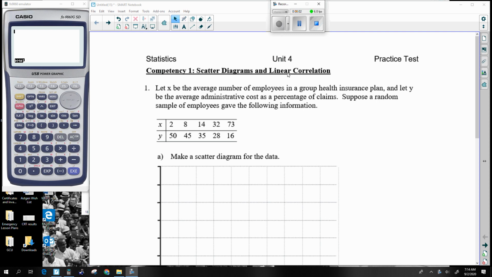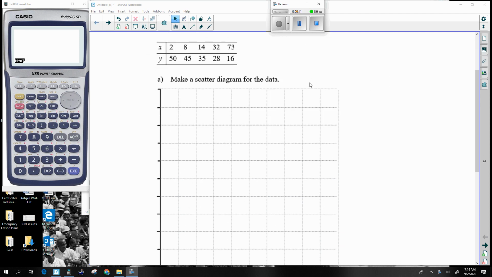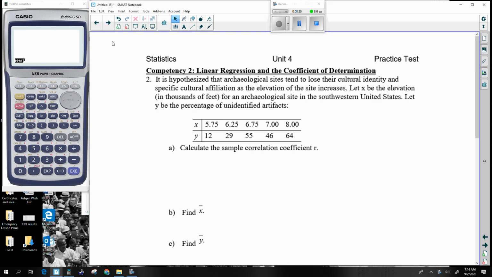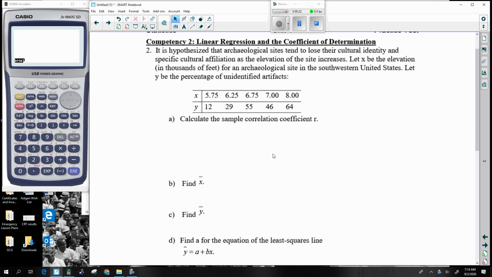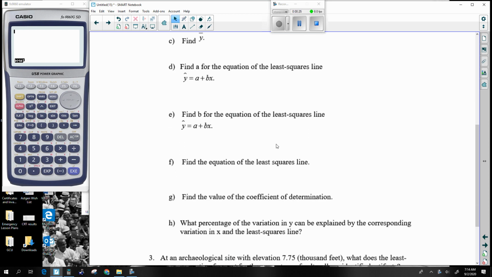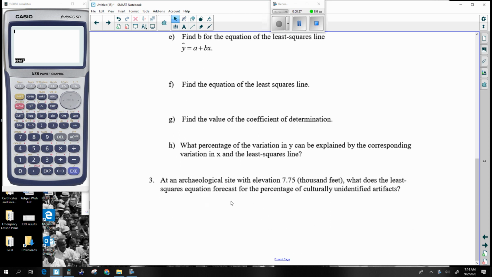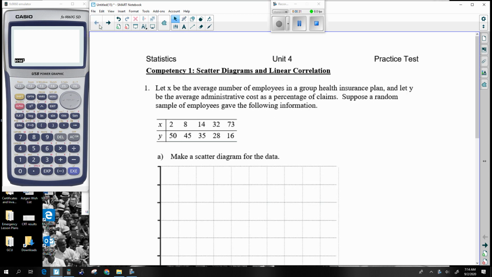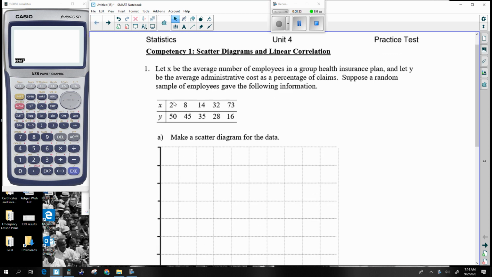Here we go with the Unit 4 practice test. The Unit 4 practice test, again, it's everything that we have been practicing on. So we have this scatter plot with the meaning behind this. So a scatter plot with the line of best fit. And we also have a linear regression with the correlation coefficient, and again, making a prediction from this. Okay, so these are the two problems of the practice test.